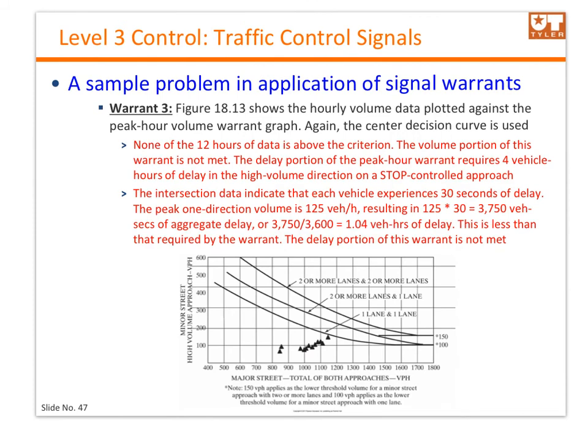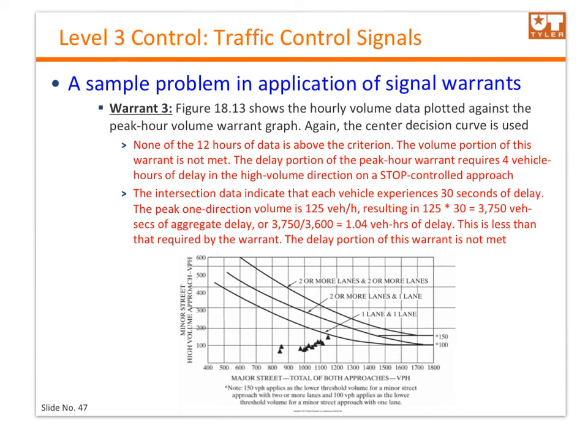How about warrant 3? Warrant 3 uses figure 18.13, which shows the hourly volume data plotted against the peak hour volume warrant graph. Again, the center decision curve would be used because we have 2 or more lanes on the major street and only 1 lane on the minor street. As you could see, all of the 12 hours are beneath the criteria curve, and therefore none of the 12 hours of data is above the criteria.